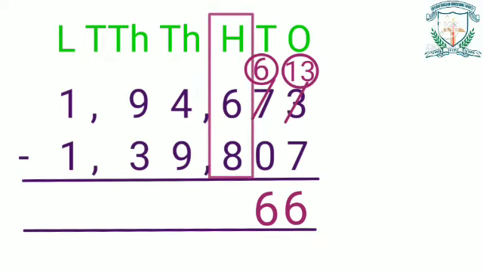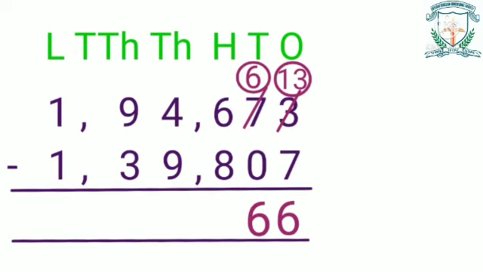Now let us subtract the hundreds place digits. 6 is less than 8. So we need to borrow from thousands place. 4 will become 3 and 6 will become 16. 16 minus 8 is 8. Write 8 in hundreds column.